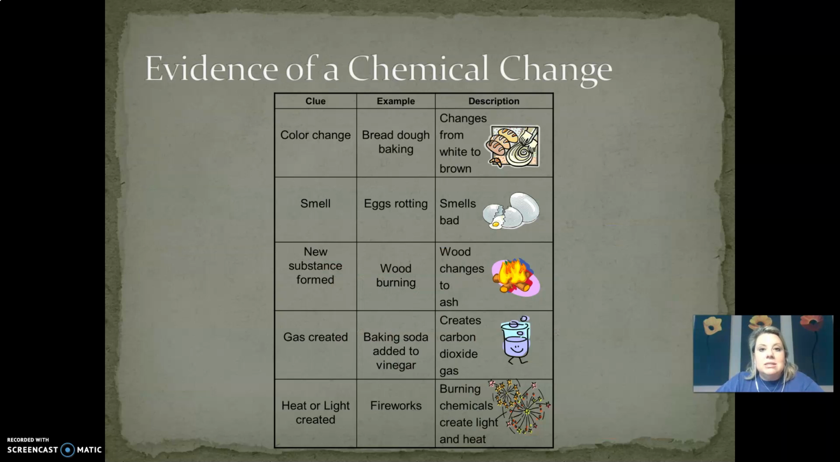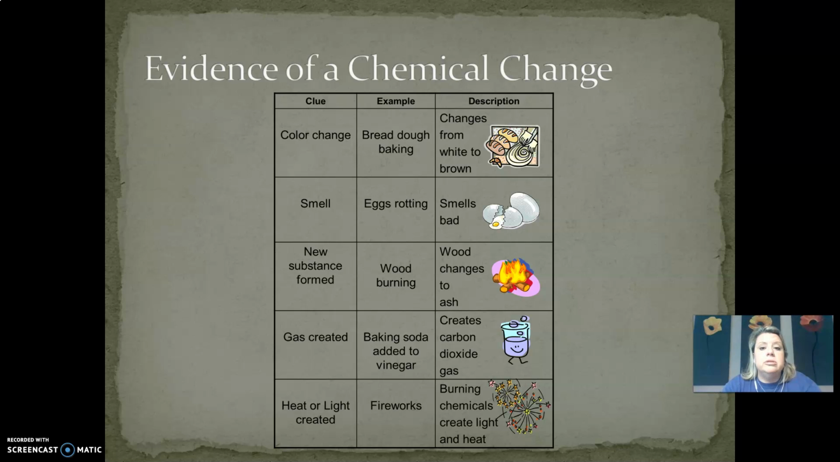Some evidence that a chemical change has occurred. So when IXL is asking you, is this a physical or a chemical change? You need to say, did it have changing color? Does the smell change? Is there a new substance? Is there gas? Is there heat or light? All of those things are chemical changes. Some examples are bread dough baking. It changes from white to brown. The smell, when eggs rot, they stink.